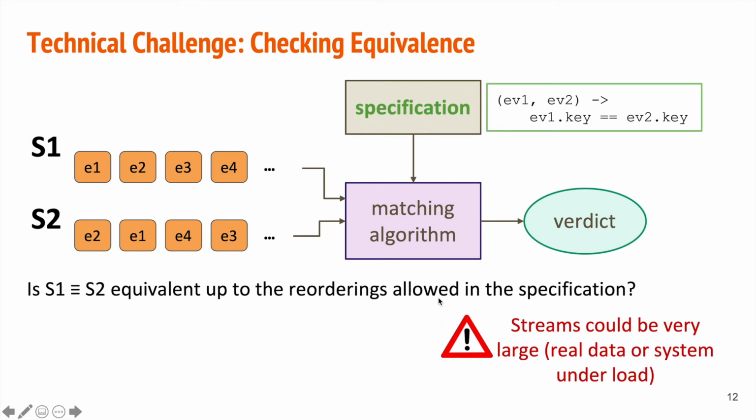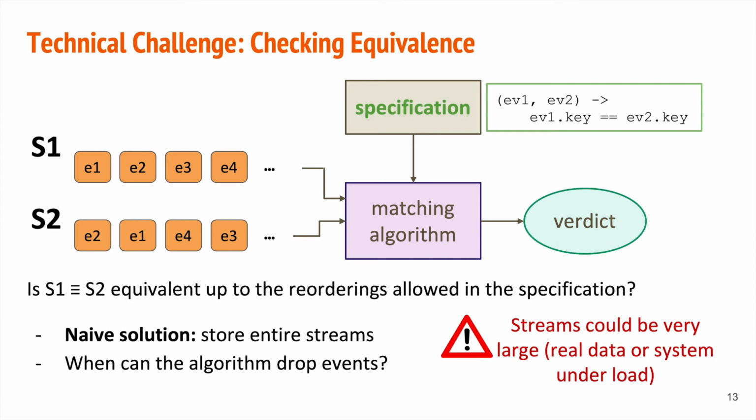An additional challenge here is that the streams might be very large. You want to test the system under real data or under load, and so you want to be able to handle real input workloads. The naive solution would be to store the entire stream S1 and the entire stream S2, and then just compare whether they're equivalent up to the reorderings. But this is very inefficient. So the question is, when can I drop events, basically? I have some events from S1, some events of S2. Which events can I match and drop and say that I don't need to worry about these anymore?